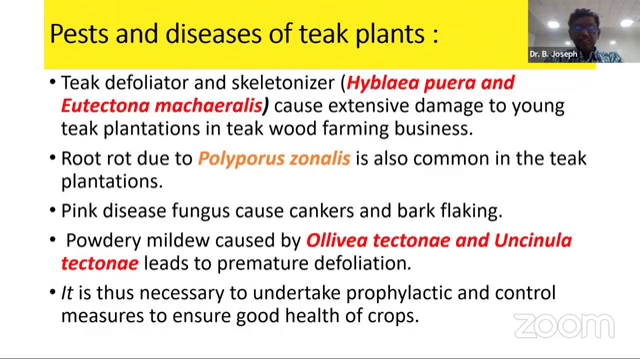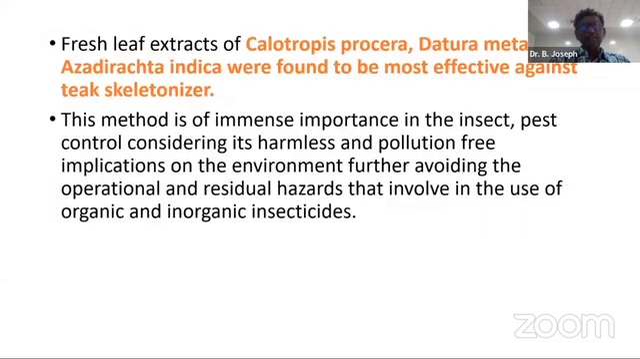Pink disease of fungus can cause cankers and bark problems. But the only thing the farmers need to be careful about is clean cultivation. That is enough, because for any diseases or insect pests, we cannot do any sort of spraying or control. The farmer cannot do that. We should only know what the diseases are. To prevent all these things, when we go for clean cultivation, these diseases or insect infestations can be prevented automatically. Leaf extracts can also be used for spraying.